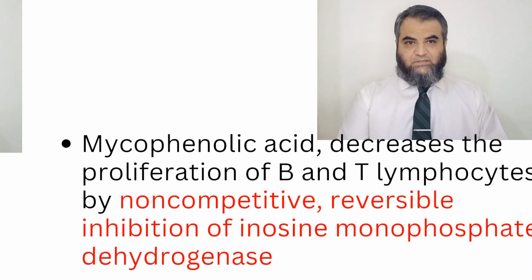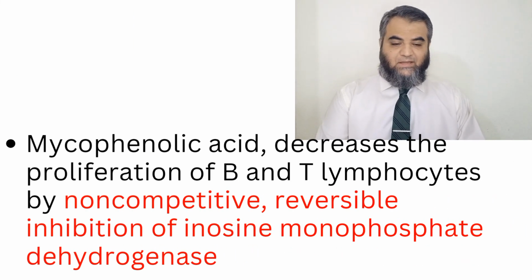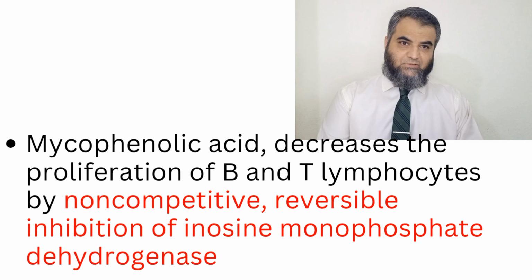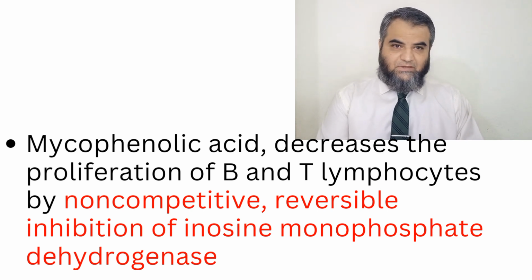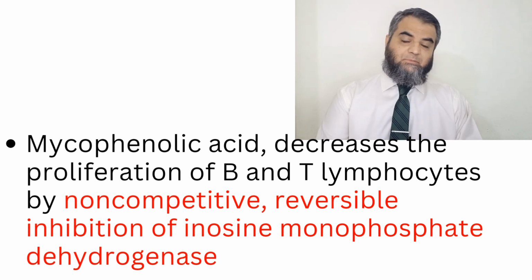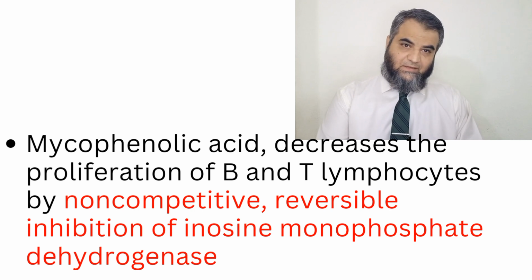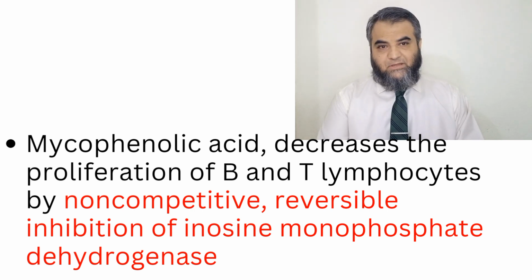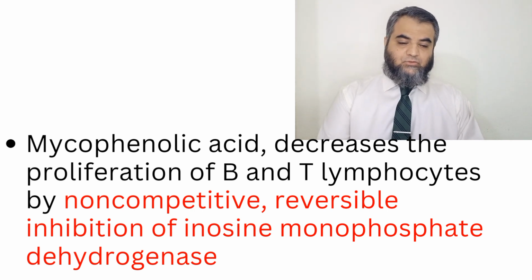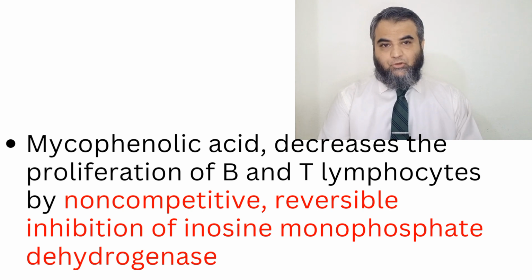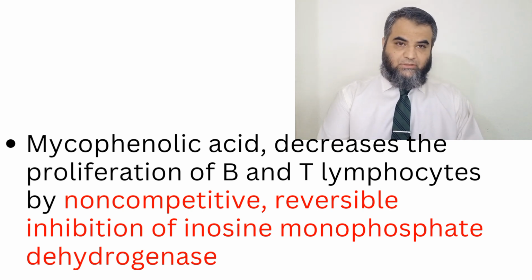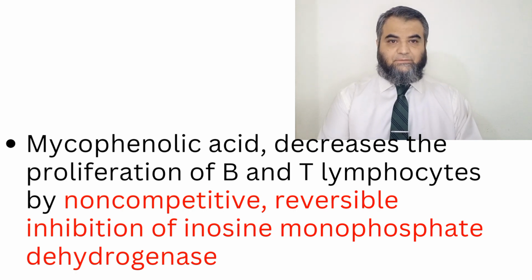If we talk about its way of action, it inhibits the proliferation of B and T lymphocytes by non-competitive, reversible inhibition of inosine monophosphate dehydrogenase. That non-competitive and reversible inhibition ultimately affects the production of guanine nucleotides. So this is the basic description of its mechanism of action.